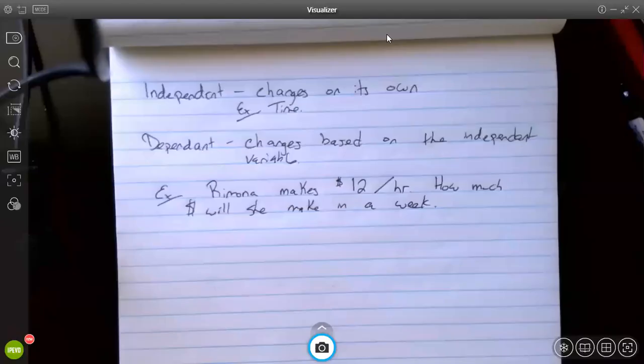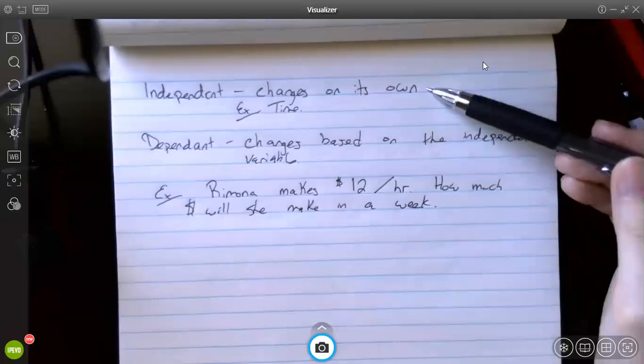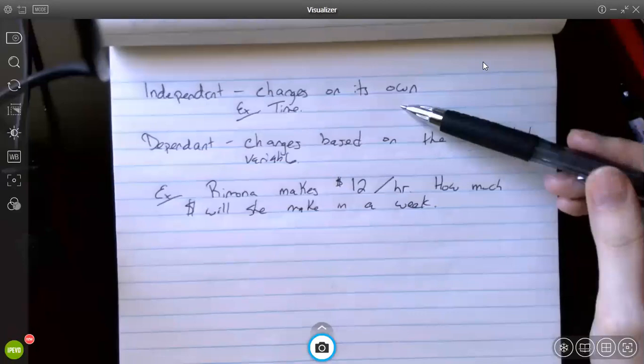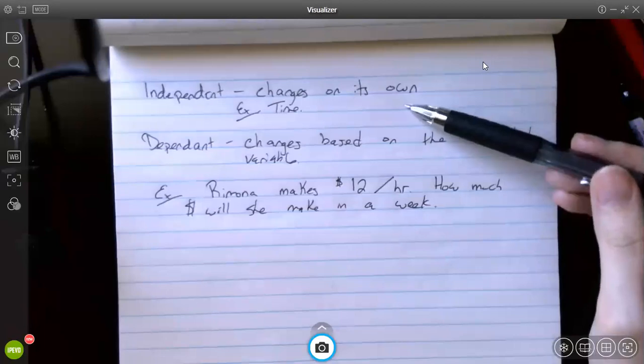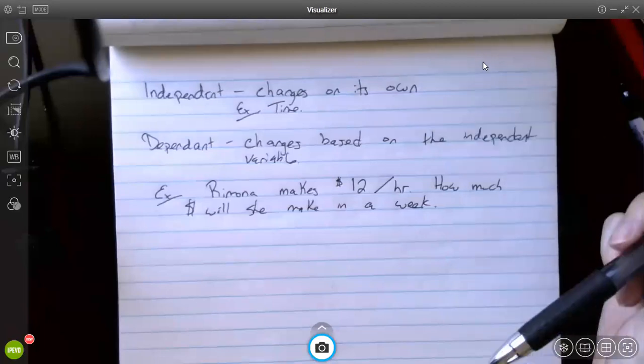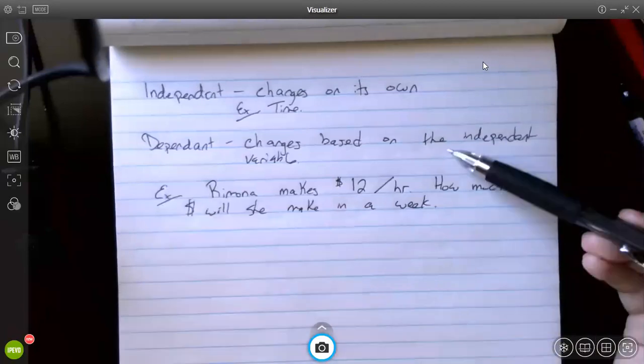Okay, so an independent variable is a variable that changes on its own. A really common example of this is time. So time will always go forward on its own, regardless of anything else that's happening. So if time is one of your variables, it's always independent. The dependent variable will change based on the independent variable.